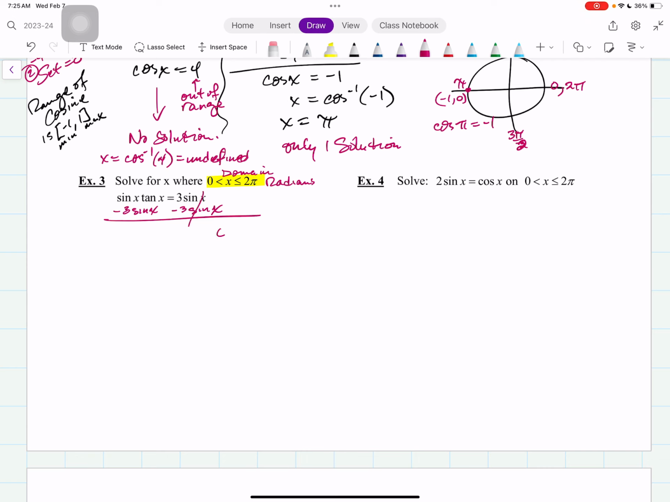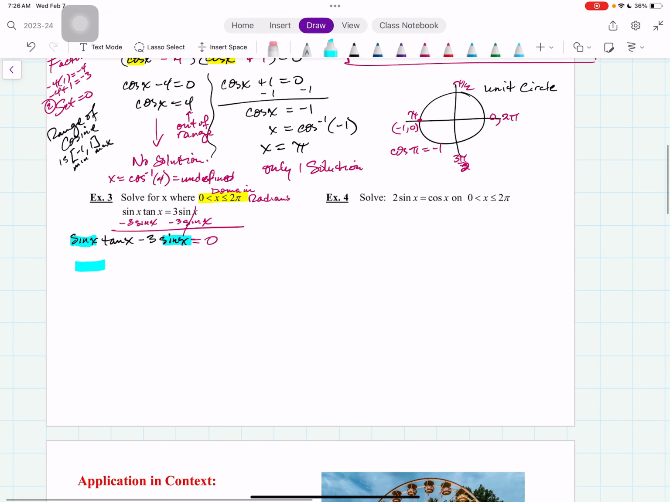Obviously the right side is 0 now. What does the left side look like? We start off with sine x times tangent of x, and we just subtracted 3 sine x, and this whole thing is equal to 0 because 3 sine x minus 3 sine x is 0. What is in common? Let's take a look at this. Let's highlight the common factor, which is obviously sine x. We want to factor that out.